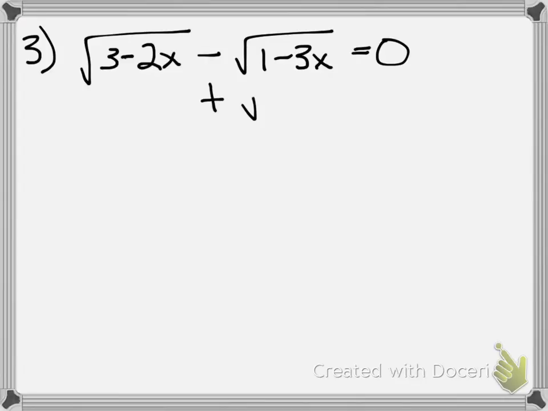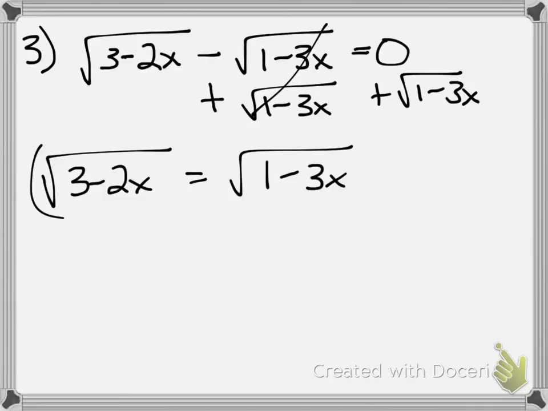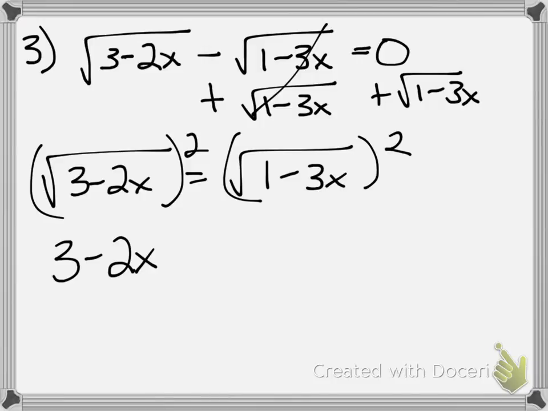So what you actually want to do is isolate one on one side and one on the other. So I'm going to add the square root of 1 minus 3x to both sides. And so I end up with 3 minus 2x equals the square root of 1 minus 3x. Okay, so now I am going to square both sides. And when I do that, I get 3 minus 2x equals 1 minus 3x.